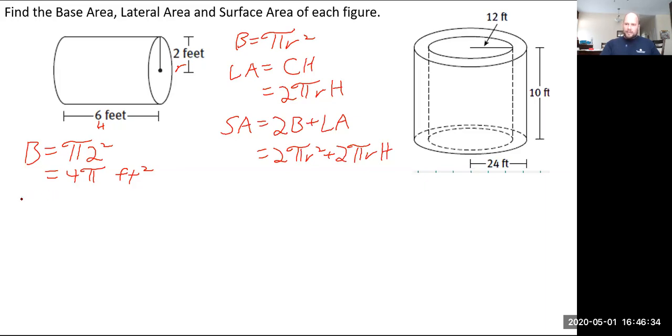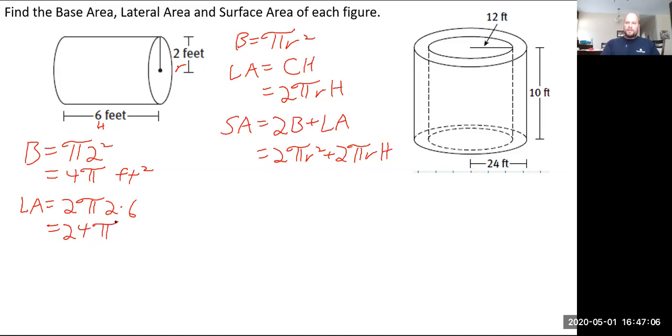For the lateral area, again, we're going to do the second formula. Circumference times height, so plug into the circumference formula: 2 pi 2, because again, 2 is our radius, and then our height is 6. So 2 pi 2 times 6. Well, 2 times 2 is 4. 4 times 6 is 24. So we have 24 pi.